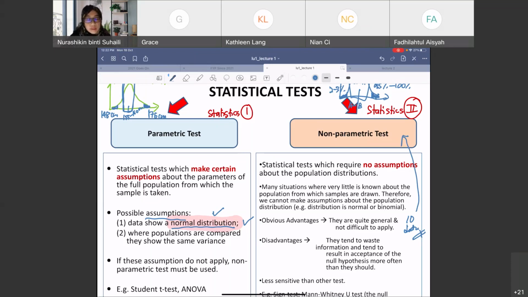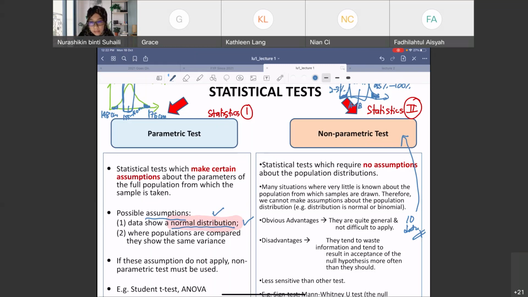Okay, so when we talk about the types of data just now, it is associated with a test. Parametric data, we need parametric tests. Non-parametric data, we need non-parametric tests. Okay, that's just one example.